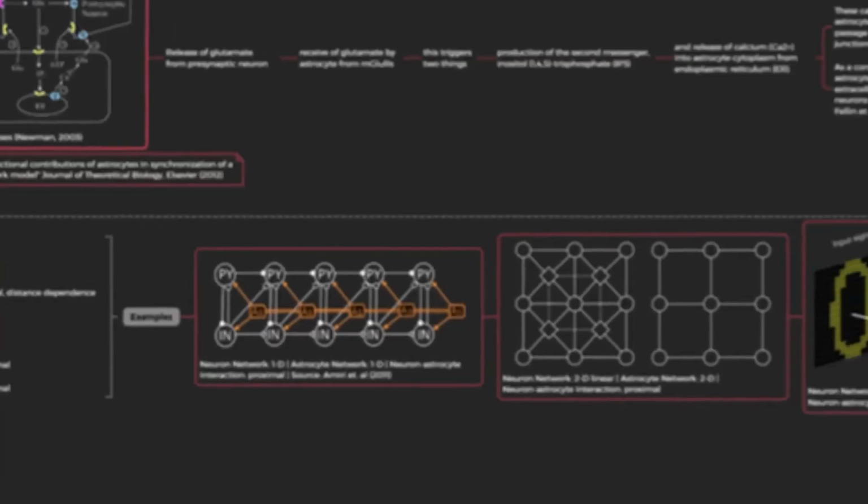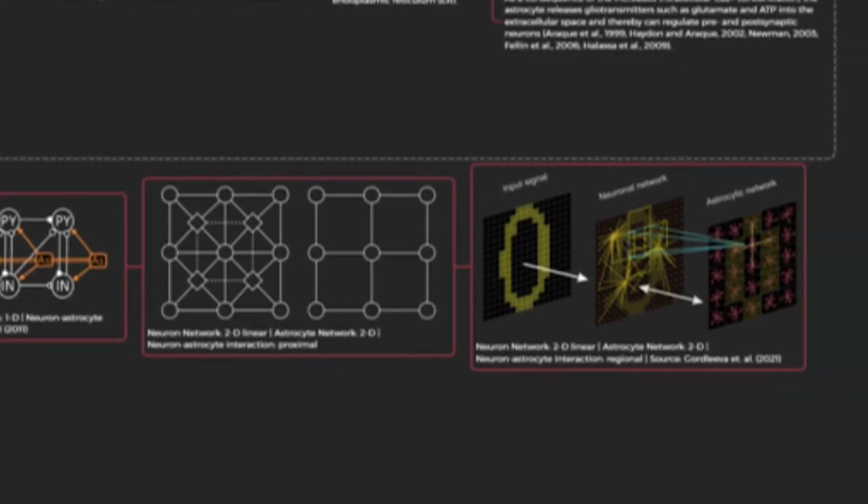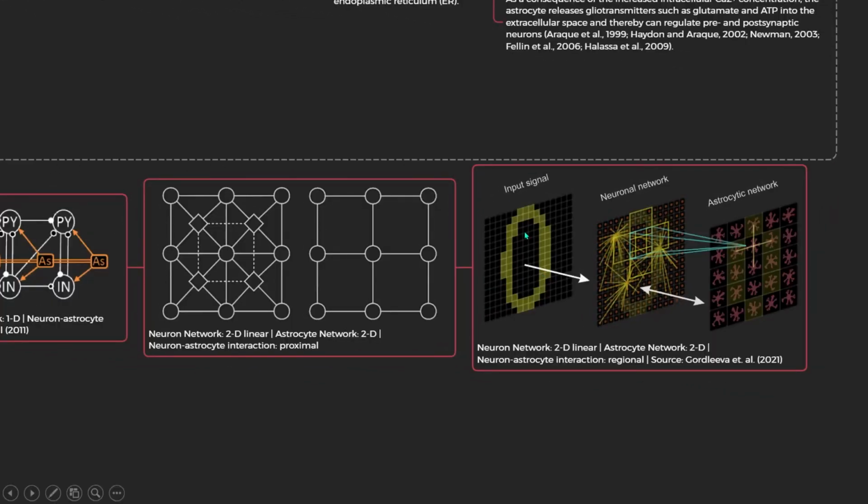So the next one, which is the most advanced of them, is this one. This layer is the input layer, this one is the neuron layer, and the other one is the astrocyte layer. The astrocyte layer is connected in a 2D fashion. The neuron network, on the other hand, is connected in an exponential fashion, like this, and the synaptic weights depend on the distance between them. So they are 2D, exponential. I wrote linear, which is wrong.